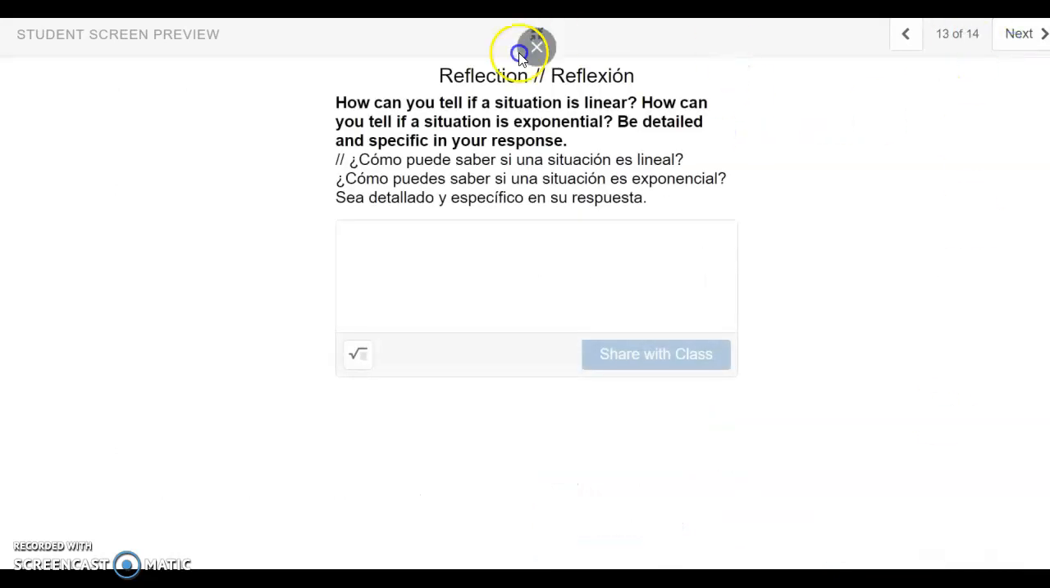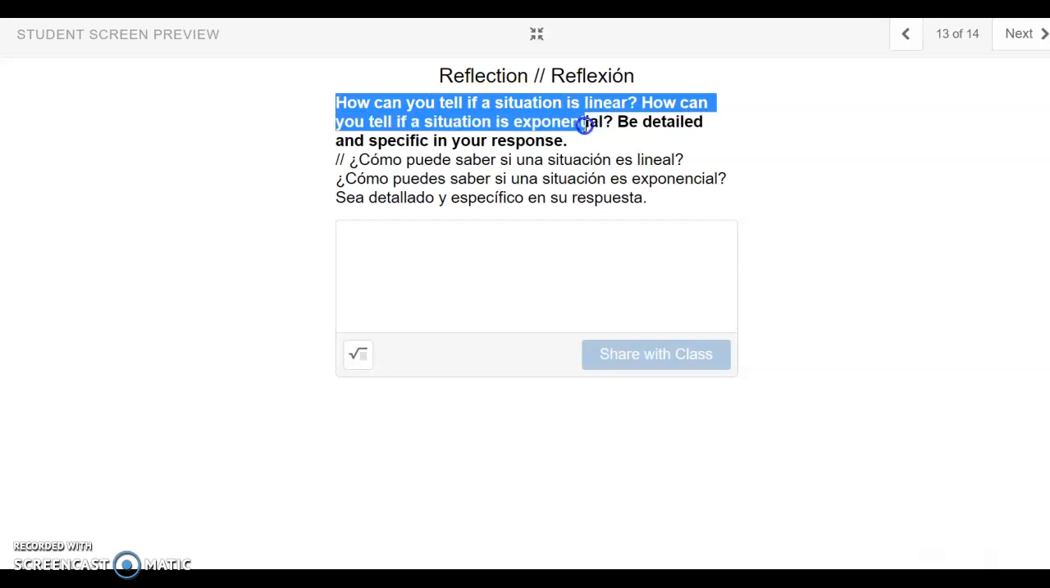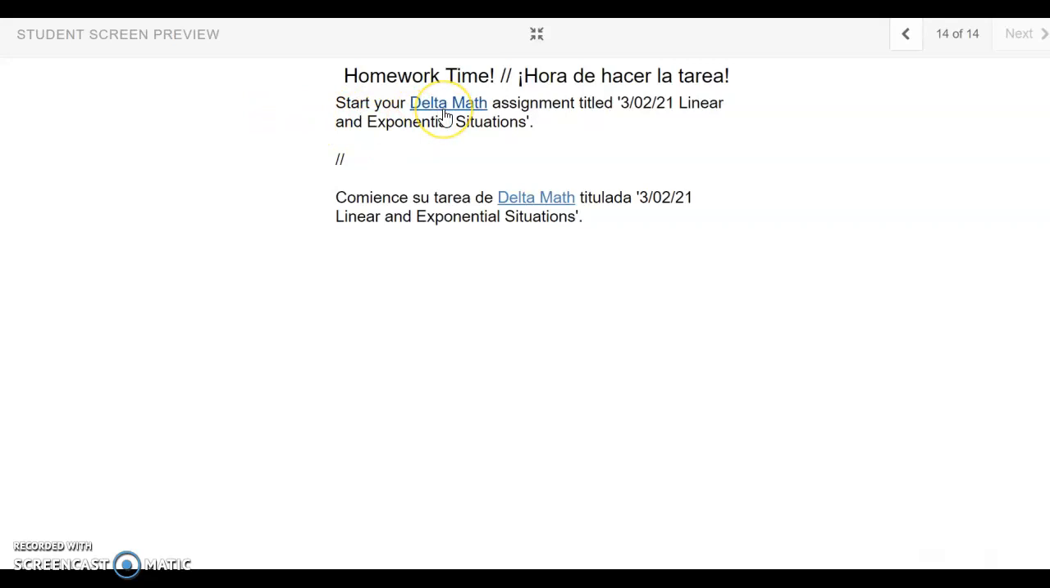So today, reflect. How can you tell if a situation is linear? How can you tell if it's exponential? Look back at these problems and give me your concrete understanding, and then show how well you understand this by completing today's Delta Math assignment, 302-21 linear and exponential situations.